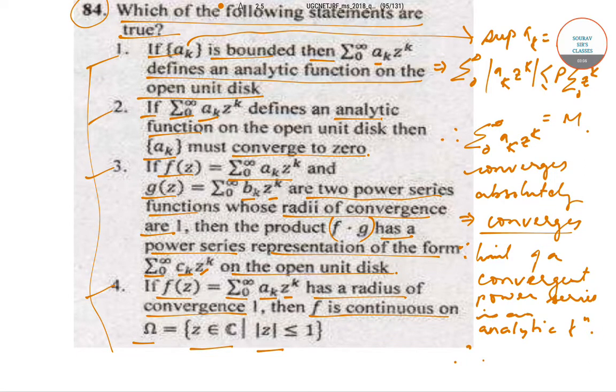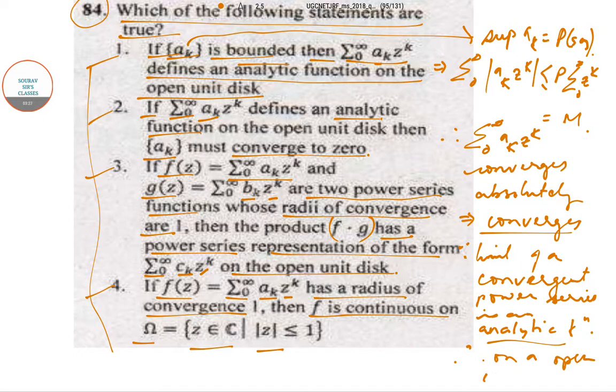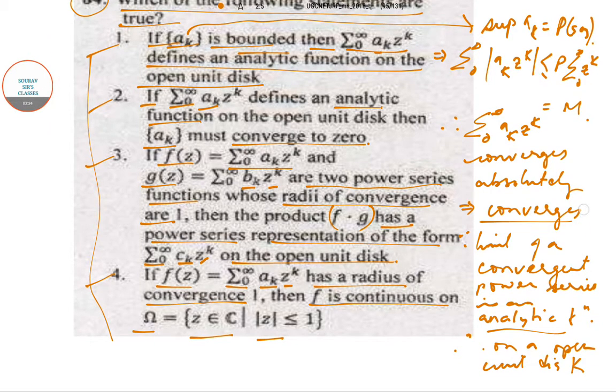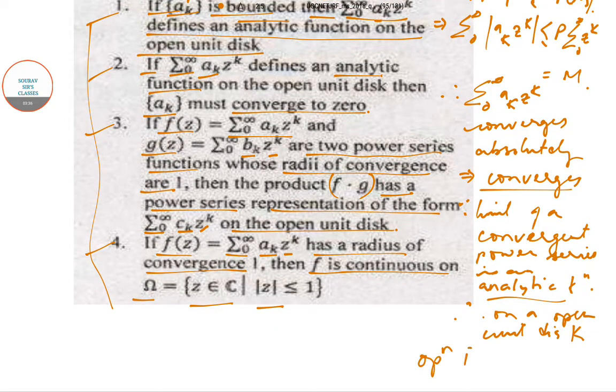So as it has already been said that the sequence is bounded, and we have assumed that the supremum of a_k is equal to p, then we have defined that the limit of this, a_k z^k, will define an analytic function on the open unit disk. So this implies that option 1 is correct.